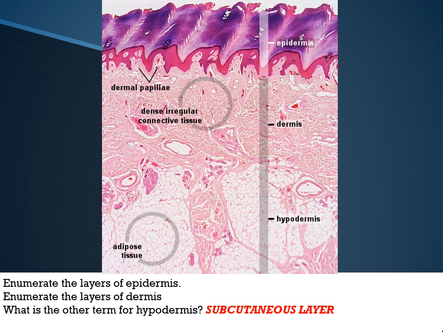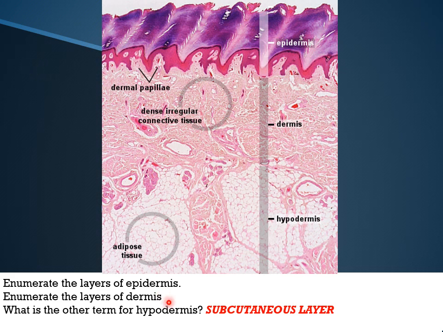Basically, we have three basic layers of the skin. We have epidermis, which is the outermost layer, dermis, and meron tayong technically hindi na siya part ng skin, pero ang pangalan niya is hypodermis. Ang ibig sabihin ng hypodermis, nasa ilalim ng dermis. This is not part of the skin kasi itong layer na to is what we call the subcutaneous layer.